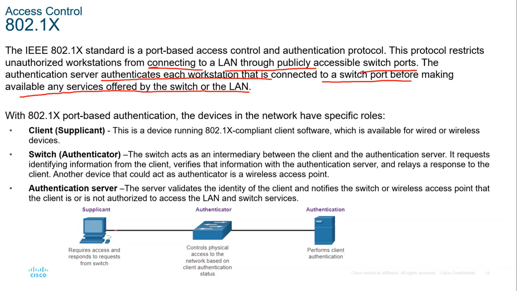For every device that connects on this network, it has to be authenticated. Is this computer allowed on this switch? Is it known on the server? If it is known, then automatically it will be authenticated. So it has three parts: we have the client, we have the switch, and we have the authentication server. The client is the supplicant. This is a device running the compliance service software, which is available for wired or wireless devices.